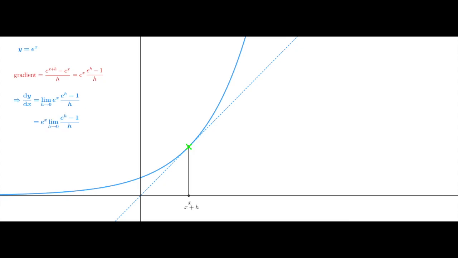There it is. But the e to the x is not affected by h, so we can take it outside the whole limit business. And of course, that limit is equal to 1. We know that from our definition of e. So dy by dx is just e to the x.